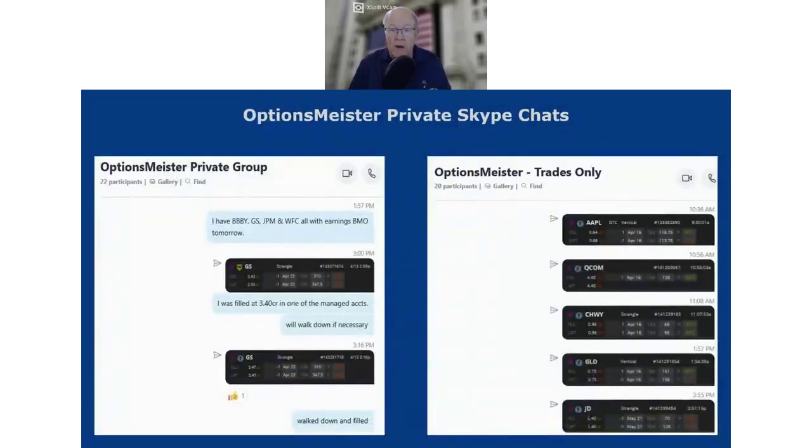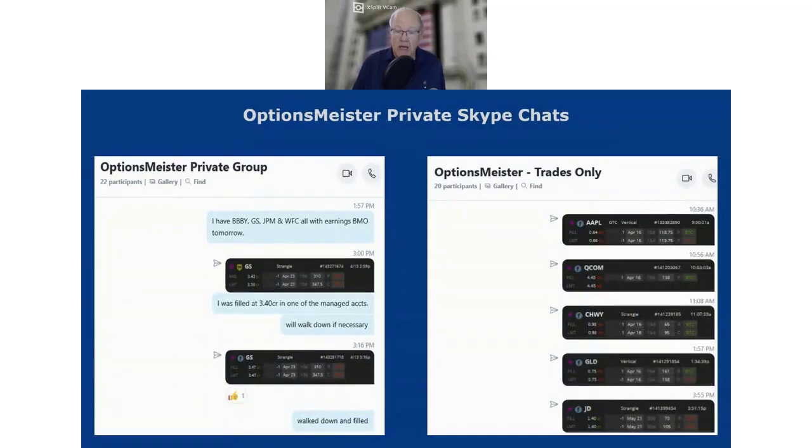Right now, one of the members suggested that we add another chat. So in the private group that you see on the left, I post the trade, even when it's working, the little yellow W. And then if the trade gets filled, I post the fill. You can see this Goldman Sachs fill. Then what I do, we open another chat that's trades only. There's no dialogue in there. I simply post a copy of the trade.